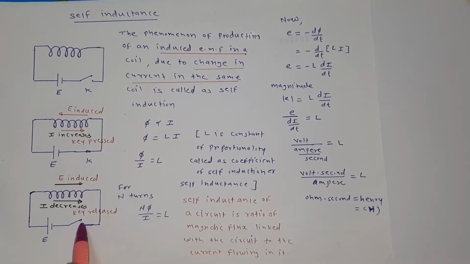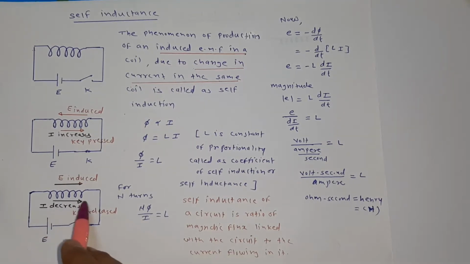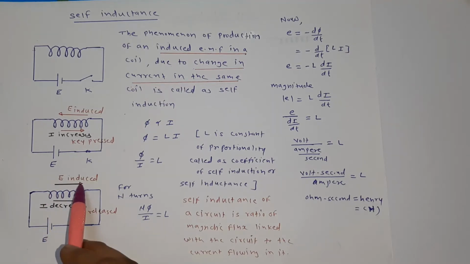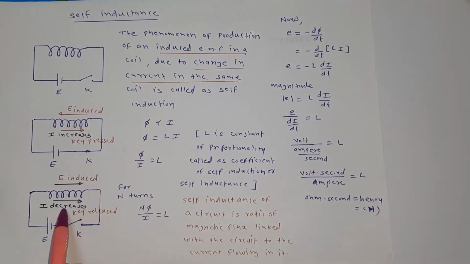Now when the key is released, that means the circuit is open. When the circuit is open, at that instant current decreases. As current decreases, again the current changes. That means the magnetic field changes, that is magnetic flux changes, and whenever there is a change in magnetic flux linked with the coil, EMF gets induced. Now in this case, the induced EMF has a direction same as that of the current, as per Lenz's law.